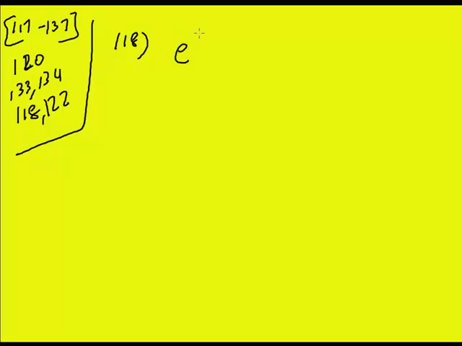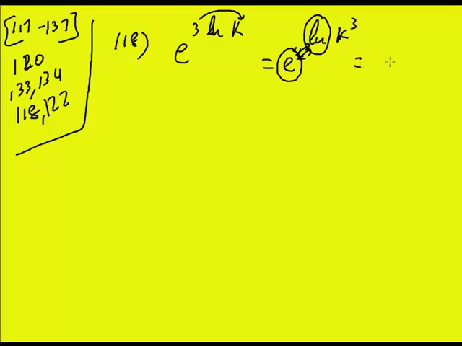This is e to the 3 ln of k. This 3 lets us move to the top because of the power rule. That's e to the ln of k to the third. This is base e, but the logarithm here is also in base e. When the bases match up, they undo each other. Please don't say cancel. They undo each other. They're k to the third.